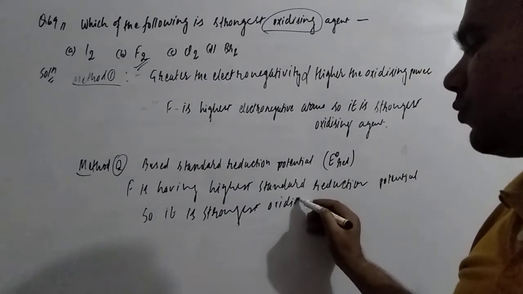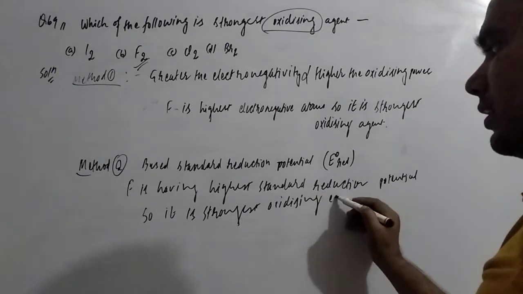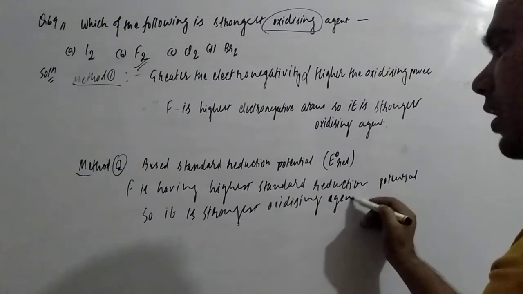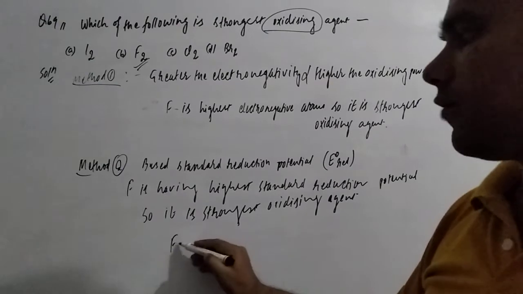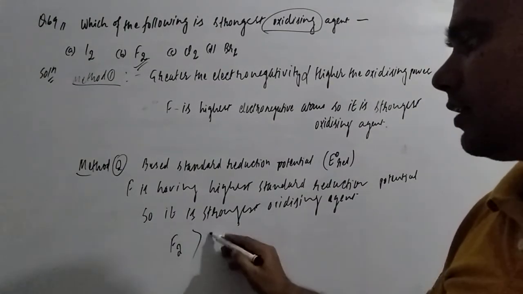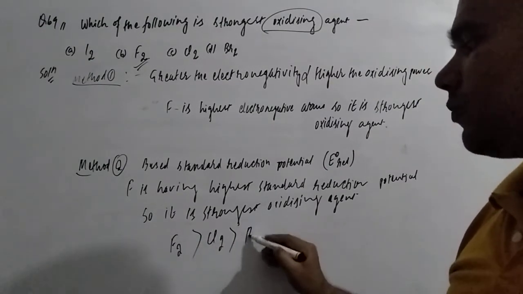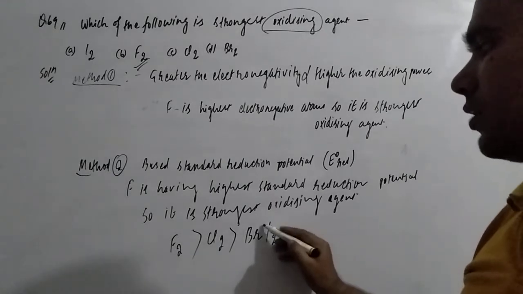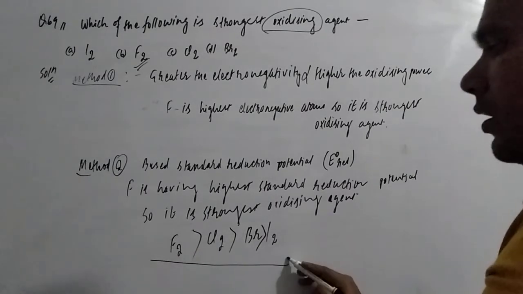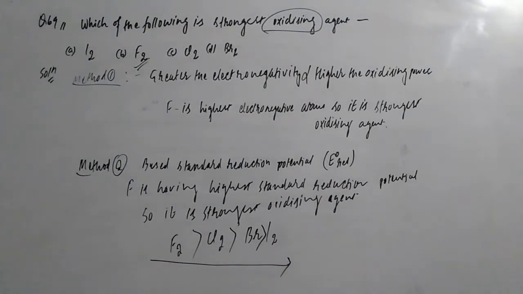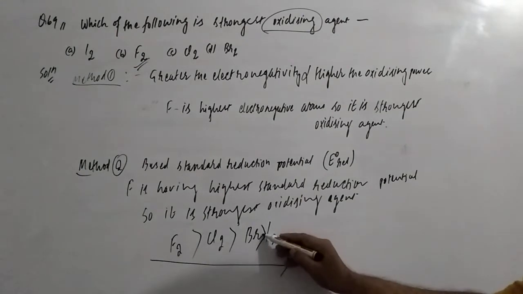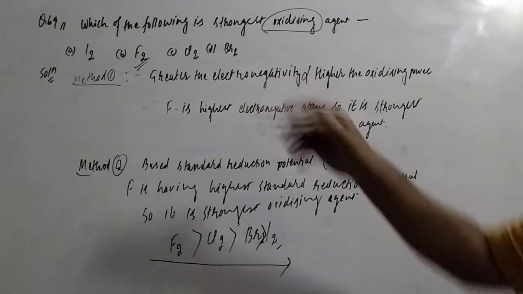Dear student, one more thing you have to keep in mind: fluorine is the strongest oxidizing agent, then chlorine, then bromine, and then iodine. So you have to learn the trends also, that is fluorine will have the highest oxidizing potential, then chlorine, then bromine, Br2, and then I2. So the correct option will be option number 2.